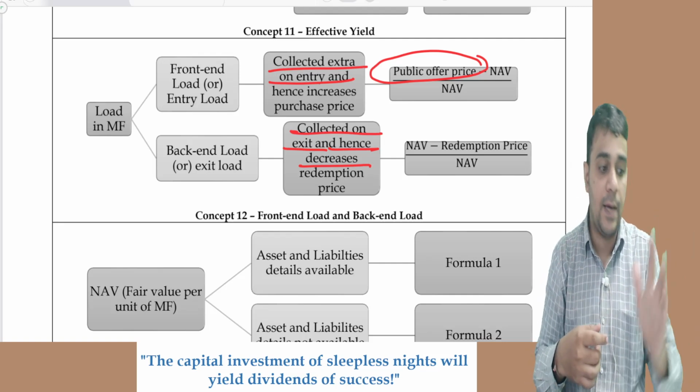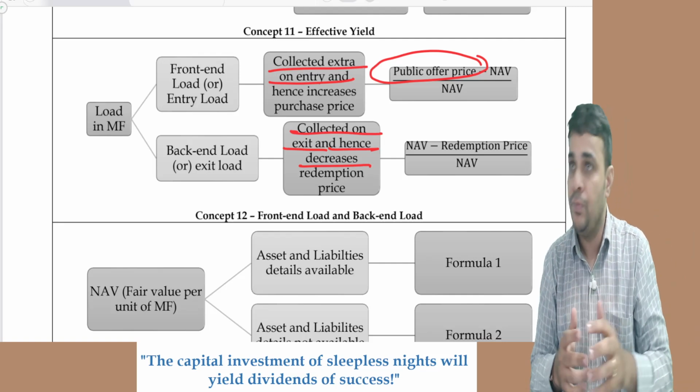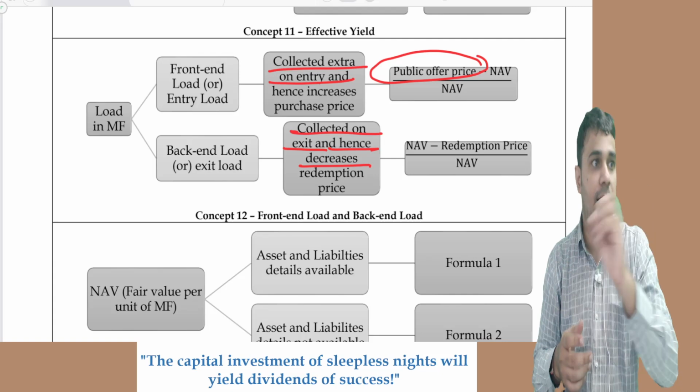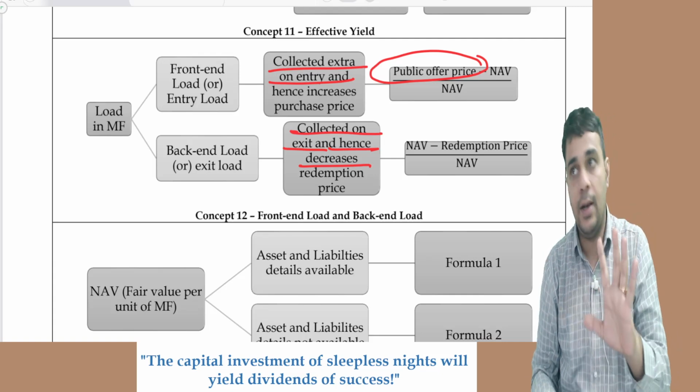Formula is very simple: public offer price minus the NAV divided by NAV. In that question which is there in the material, you will have both front end load and back end load. In the MCQ, I had only a front end load example. Clear? Any doubts on this?